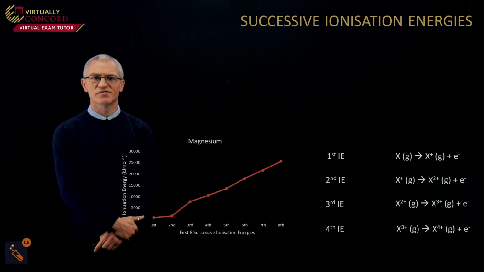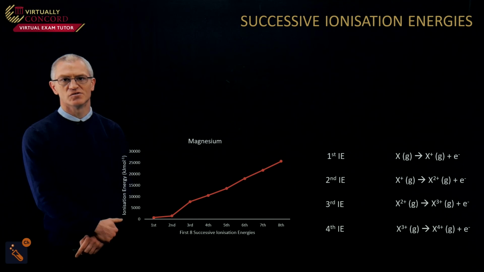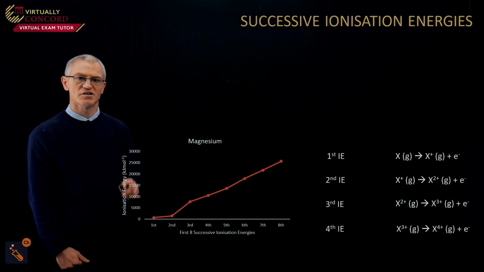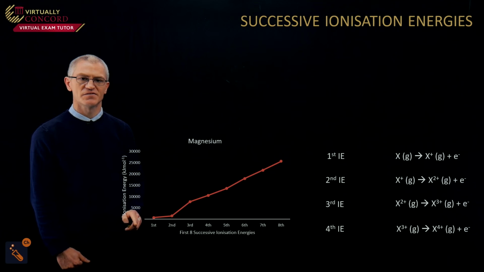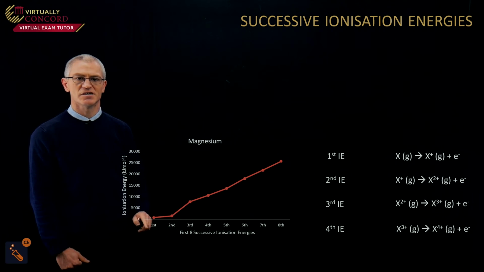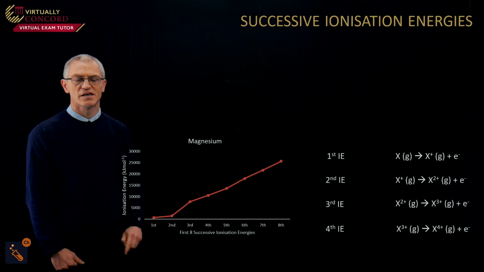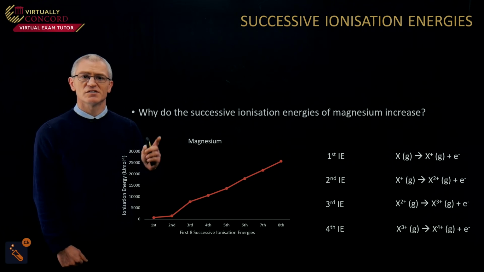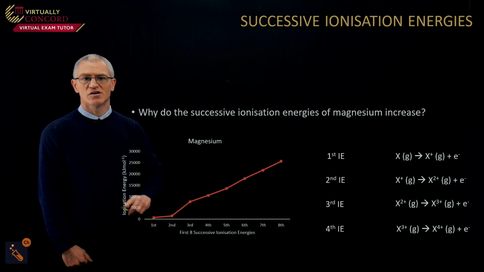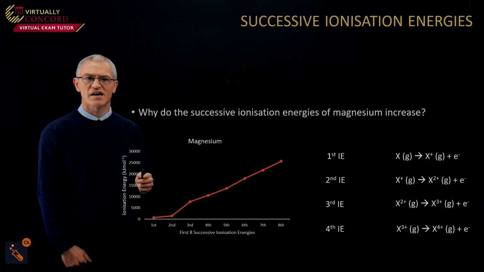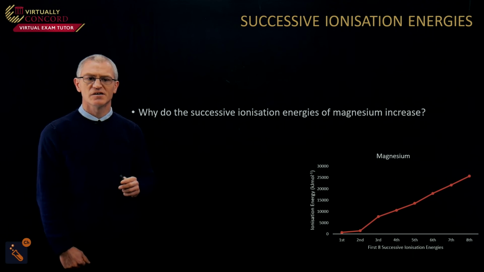So let's look at the style of questions you're going to get in your examinations. First of all, this is the ionization energy on the left, and this tells you which ionization energy it is. So we've got first, second, third, fourth, fifth. And the question you'll get will be, why do the successive ionization energies of magnesium go up?